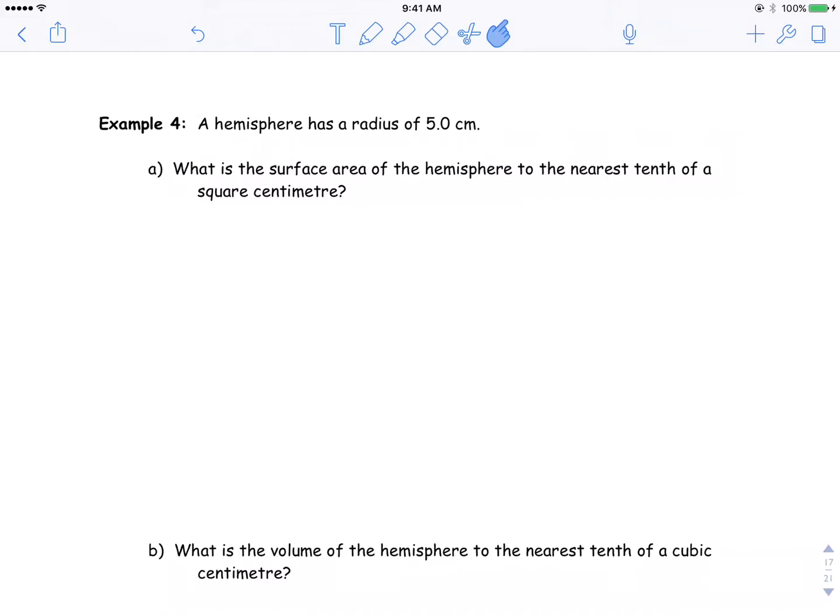So example number 4 says a hemisphere has a radius of 5 centimeters. A, what's the surface area of the hemisphere to the nearest tenth of a square centimeter? And B, what's the volume of the hemisphere to the nearest tenth of a cubic centimeter?